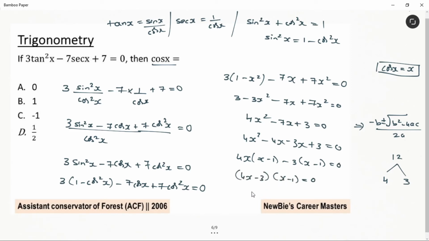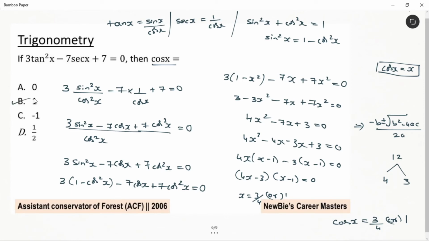What are the values for x? x is equal to 3 by 4 or x can be 1. Correct? Now let's put back our x value. x value is cos x. Cos x value is 3 by 4 or it can be 1. See, there are two values for cos x. Check in the options. We have only one value which matches with that answer. Okay, 1. This is the final answer.